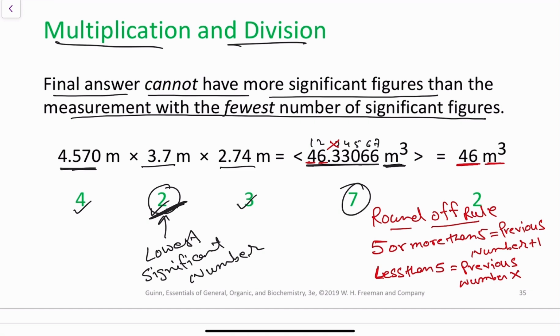So let's see over here why we got 46. We just needed two significant numbers. This is 1, this is 2. The third number that we don't need is less than 5. Then the previous number, which is 6, is not going to change. So you get just 46 cubic meter, right? This is how the round off rule will work, right? Okay.